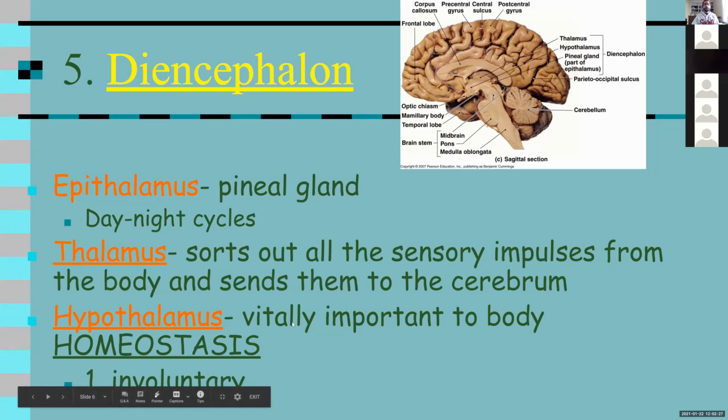The hypothalamus has a lot of jobs. We're going to talk about that on the next slide. And we'll come back to the thalamus because the thalamus is a really important part of our emotional brain.